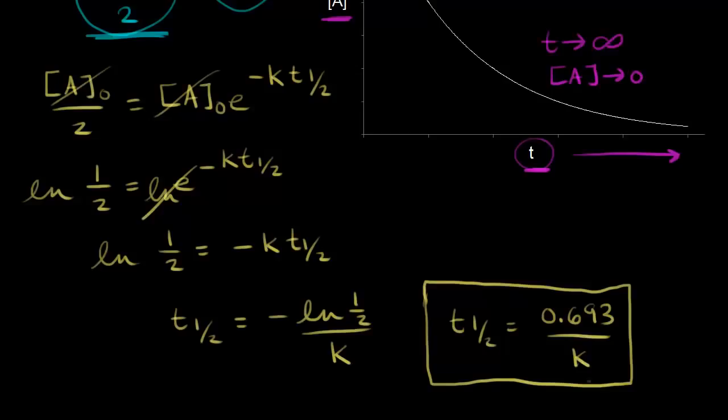Now let's think about this. If k is a constant, obviously 0.693 is a constant. And so your half-life is constant. Your half-life of a first-order reaction is independent of the initial concentration of A. So you're going to get the same half-life.